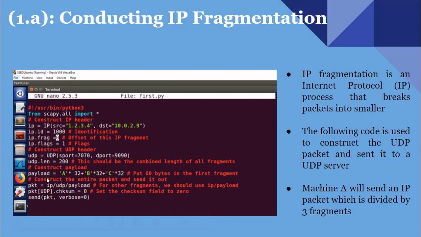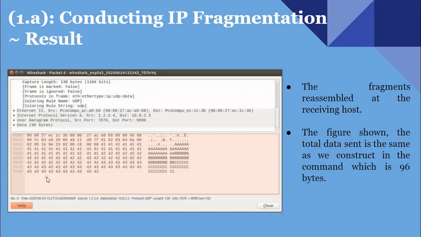Then we need to check Wireshark in the other virtual machine. As we can see, this is the total data that we need to receive, which is 96 bytes total of data. So the task is successful. This is what it means: we have A32, B32, and C32, and all of these are assembled back.